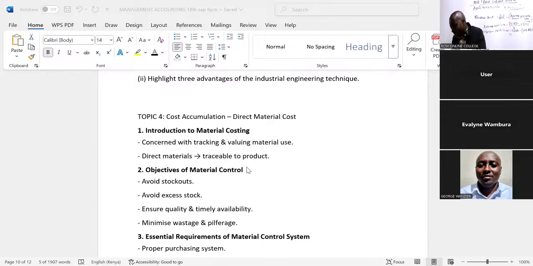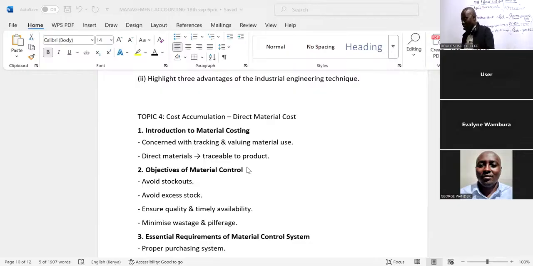Objectives of material control. We want to control materials, ladies and gentlemen, to avoid stock outs. If you don't control materials, you will get yourself with zero materials, and yet the firm has employees who will become idle, and you have to pay them at the end of the day. Number 2, to avoid excess stock. When you have excess stock, you've tied most of your capital to this stock. Money has what we call opportunity cost. You'd have invested this money elsewhere. So you don't want to have excess stock.